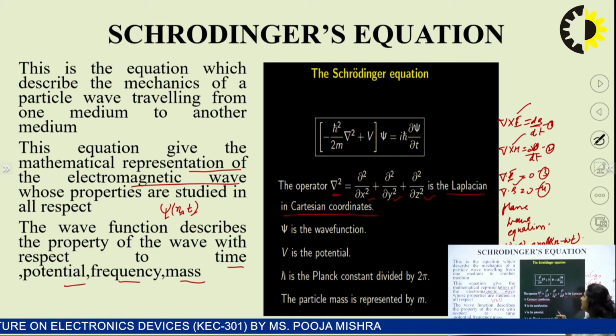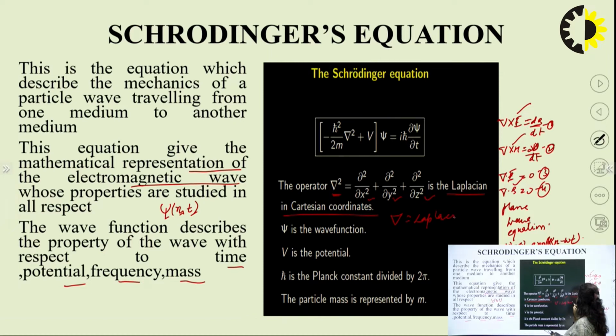So del square is the Laplacian operator, and if we find out del square, it is the same as del square upon del x square plus del square upon del y square plus del square upon del z square. Here psi, as I have told you, is the wave function, because for the particle to behave as a wave, we have to recognize that the particle has some function. So psi is defined as the wave function.